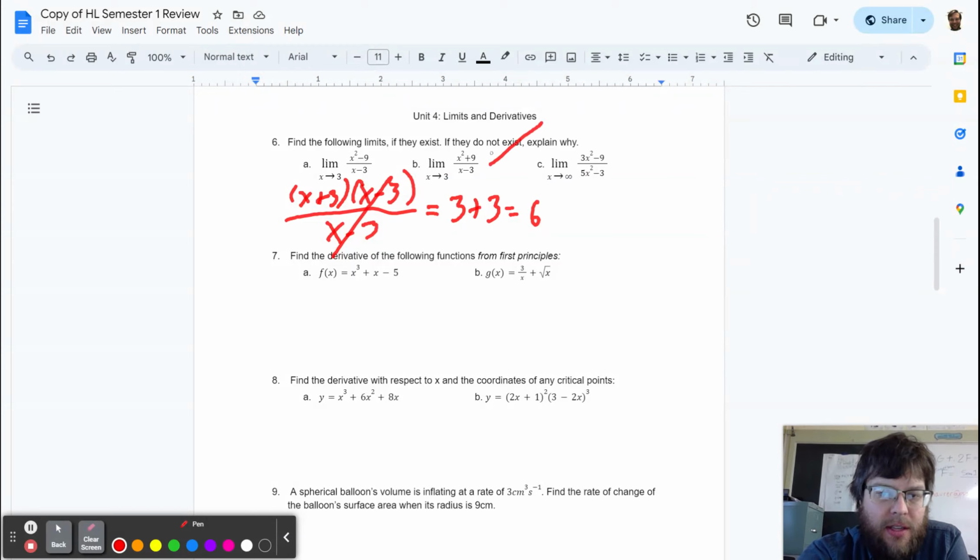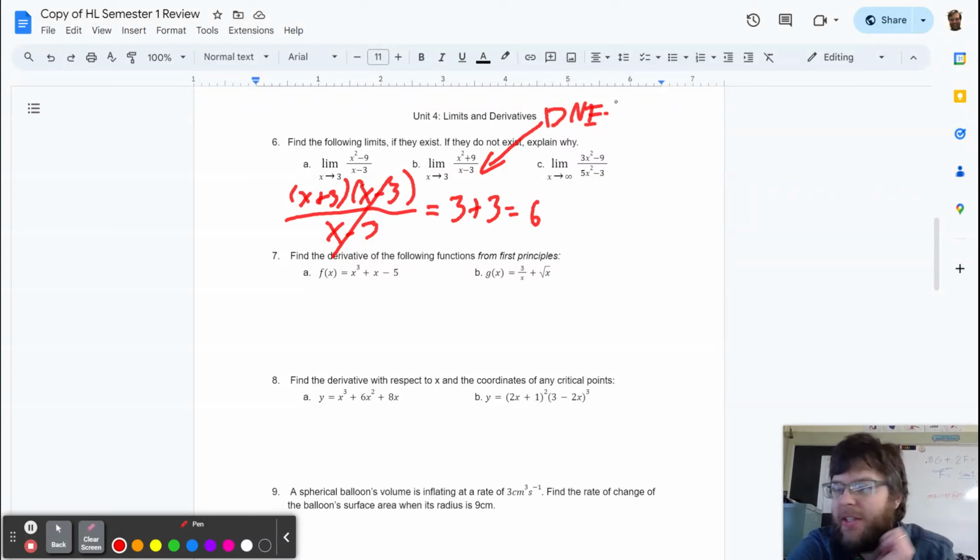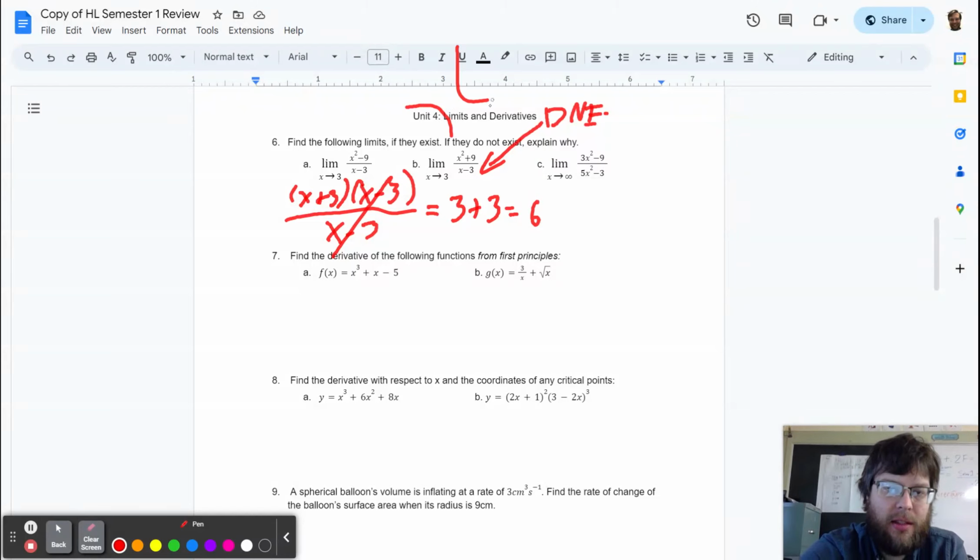And this limit right here does not exist because if you approach 3 from the positive side, then you have a positive number. And if you approach 3 from the negative side, then the numerator is positive, but the denominator is negative. And so it doesn't exist because a positive does not equal a negative. In fact, it's actually an asymptote, so it's like positive infinity from one side and negative infinity from the other side. It would look something like this, with this value here being x equals 3.